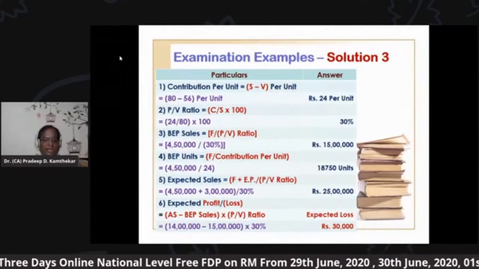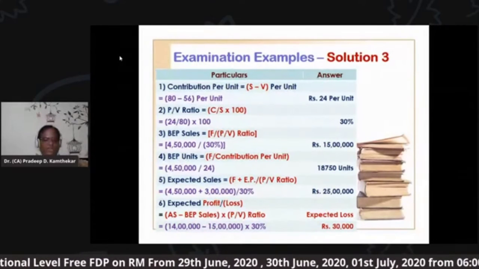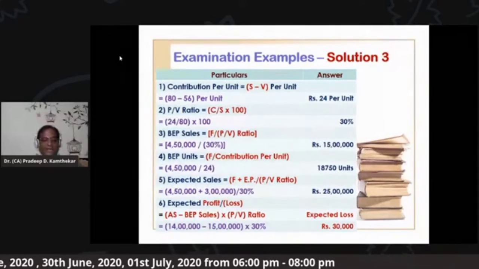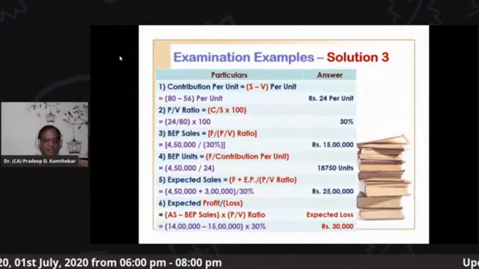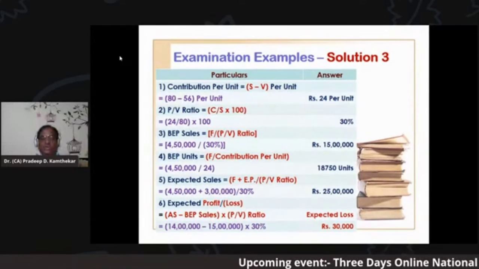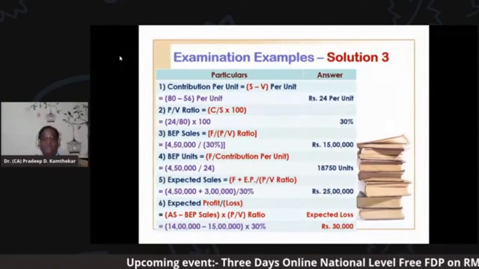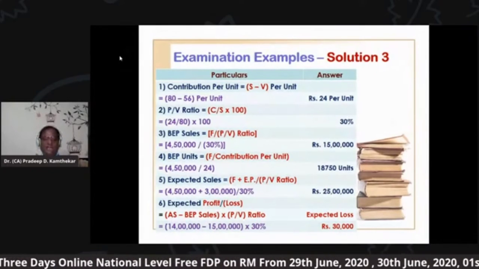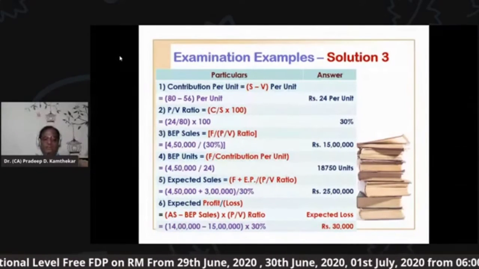Expected sales to have a profit of 3 lakhs. So here the fixed cost is 4 lakh 50,000 plus 3 lakh profit required. So total 7 lakh 50,000 numerator divided by 30% PV ratio. So that comes to 25 lakhs rupees. That means when the business has 25 lakhs rupees sales, it will have an expected profit of 3 lakhs rupees.